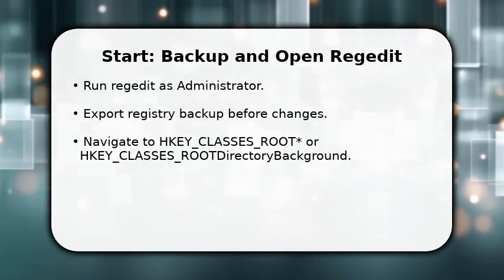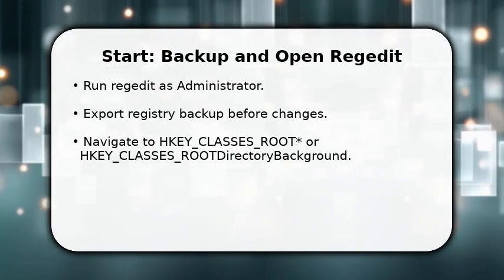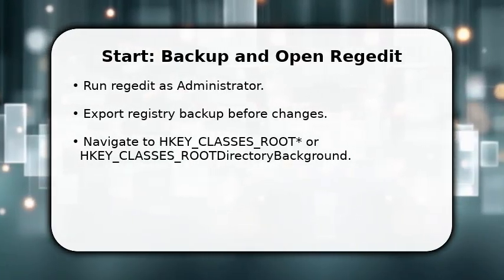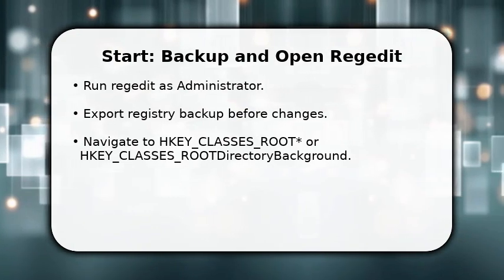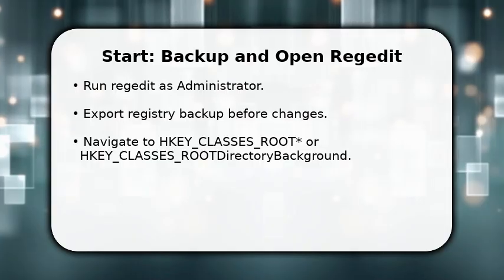Now create a new key under the chosen path named exactly what you want shown in the menu. This is the visible label. Make sure you keep Regedit open and avoid other changes to prevent accidental registry corruption.